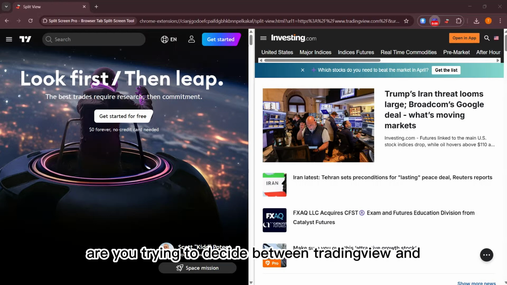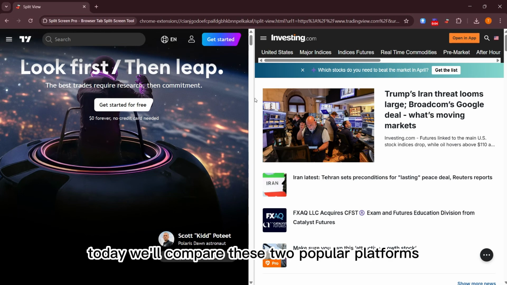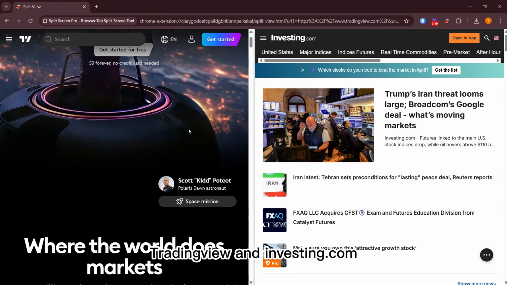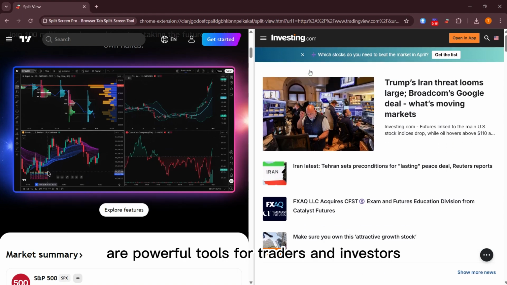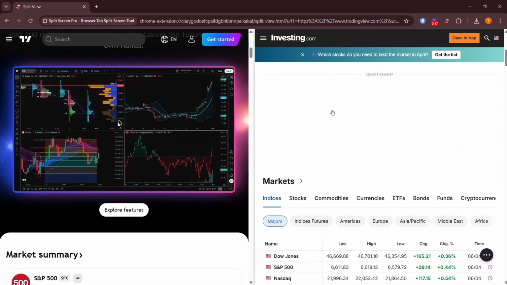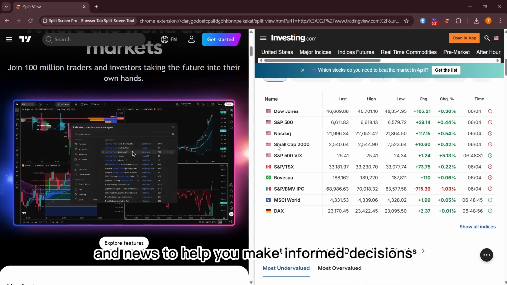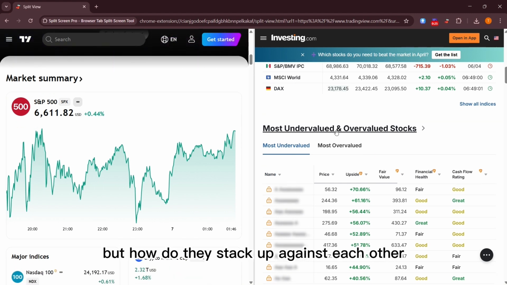Are you trying to decide between TradingView and Investing.com? You're not alone. Today, we'll compare these two popular platforms to help you choose the right one for your trading needs. Both TradingView and Investing.com are powerful tools for traders and investors. They provide charts, market data, and news to help you make informed decisions. But how do they stack up against each other?